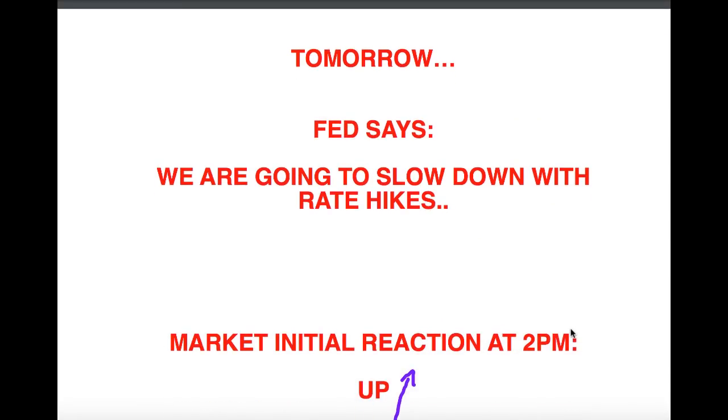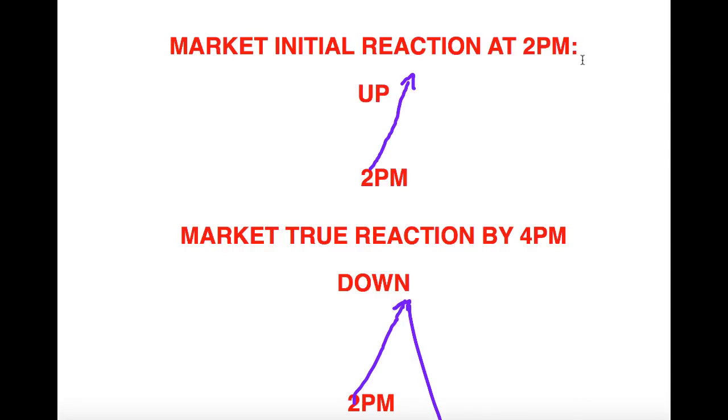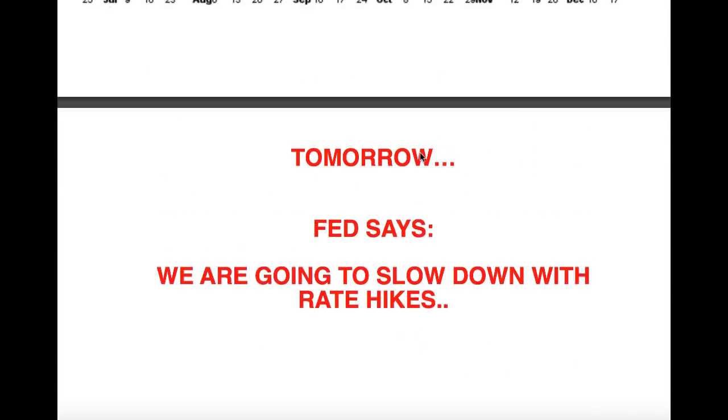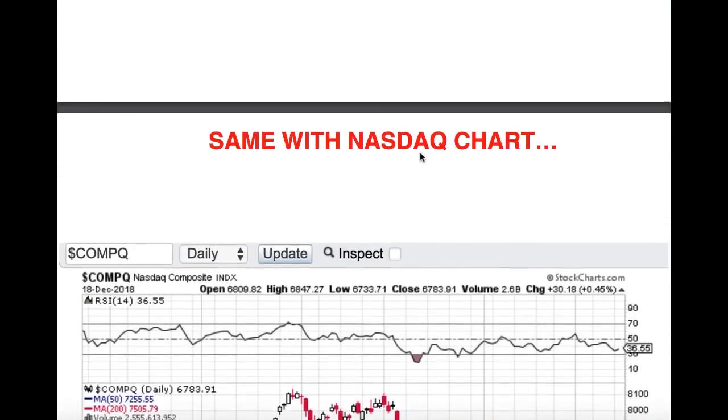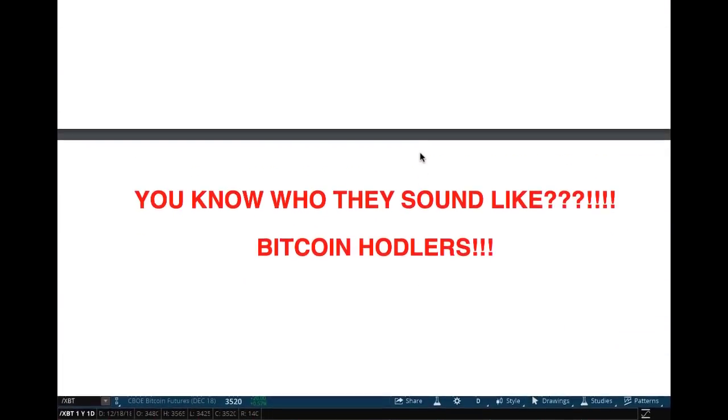Tomorrow, this is what the Federal Reserve is going to say: we're going to slow down with rate hikes. Market initial reaction at 2 p.m. tomorrow, December 19th, 2018, is going to be up. So, check out your screen, maybe 205, 210. So the market's going to look like everything is in the green, and all the bulls, guys, all the bulls that were telling you this for the last couple of months, they're going to be celebrated. All of our bull friends.